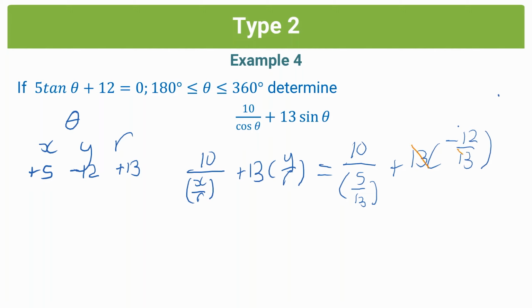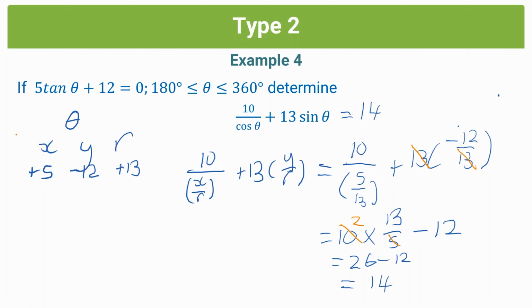That 13 can cancel with that 13 there. And then we are left with 10 multiplied by 13/5 minus 12. Now that 10 can then cancel with that 5 to leave us with 2. So we have 2 times 13 minus 12, which is 26 minus 12, which is going to give us an answer of 14. So all that is equal to 14.